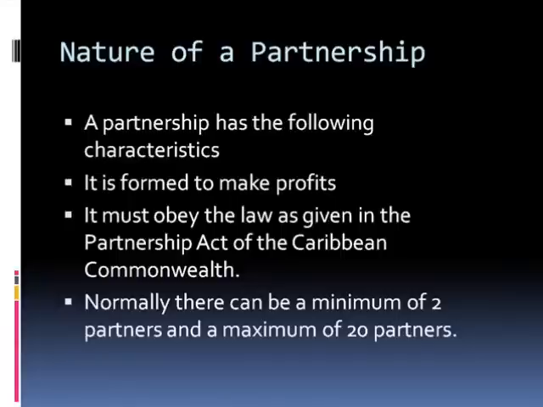A partnership has the following characteristics. One, it is formed to make what? Profits. Two, it must obey the law as given in the Partnership Act of the Caribbean Commonwealth. And three, normally there can be a minimum of 2 partners and a maximum of 20 partners. That is it, my friends.